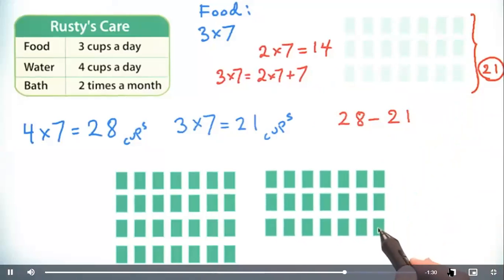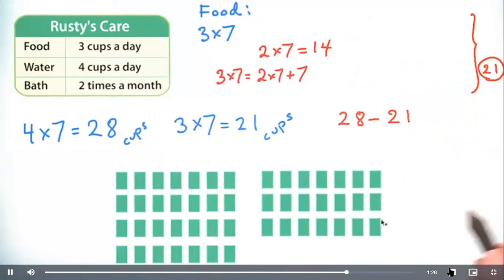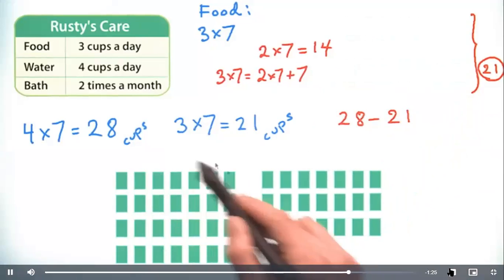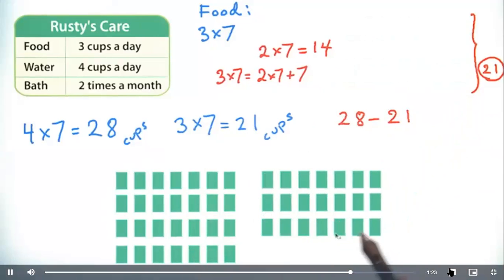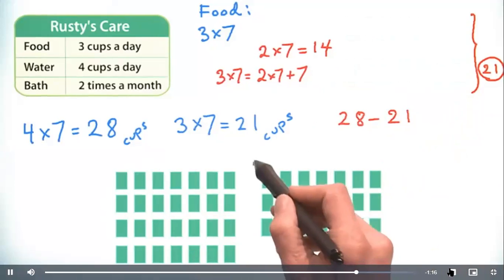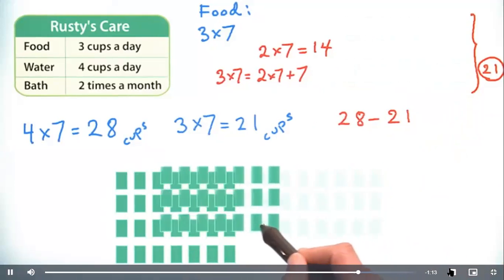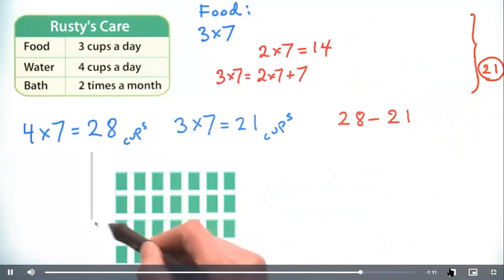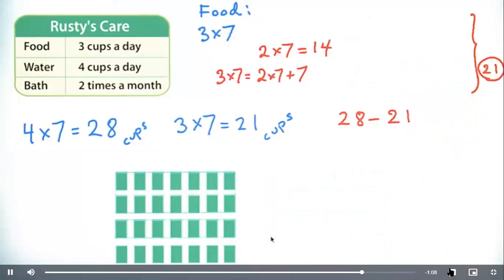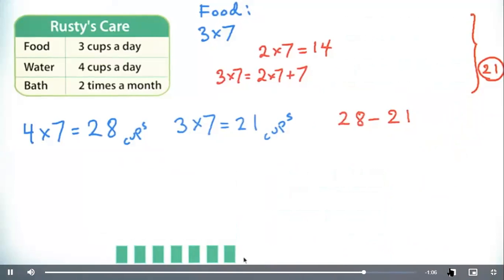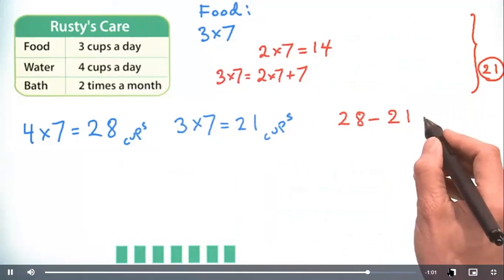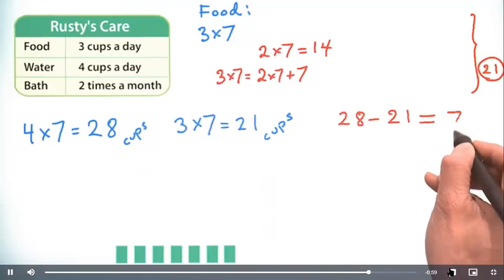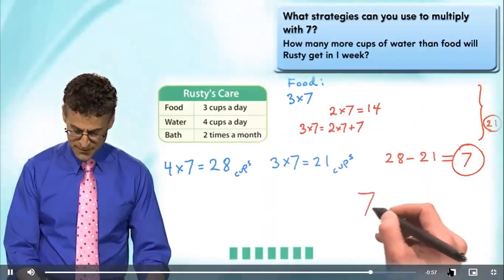And we can actually visualize that if we want by taking the 21 that we got and looking at this and saying, now wait a minute. If I'm going to take all of these and remove all of these, what that means is I'm going to remove all of these from this. And if I take all those away, what do I see? I see just this, 1 row of 7. And so I see the answer must be, in fact, 7. And so 28 minus 21, we can see visually, equals 7. So 7 cups.